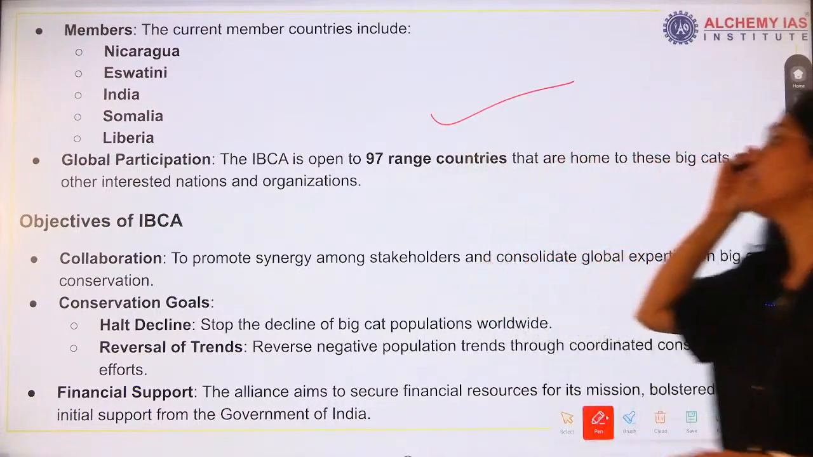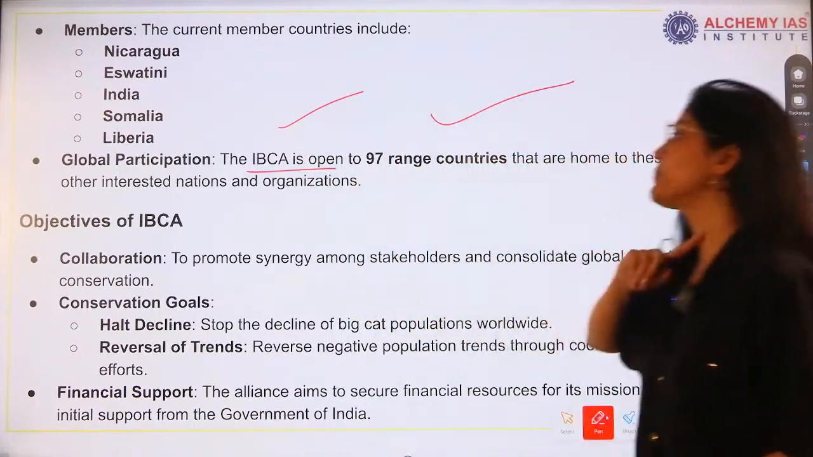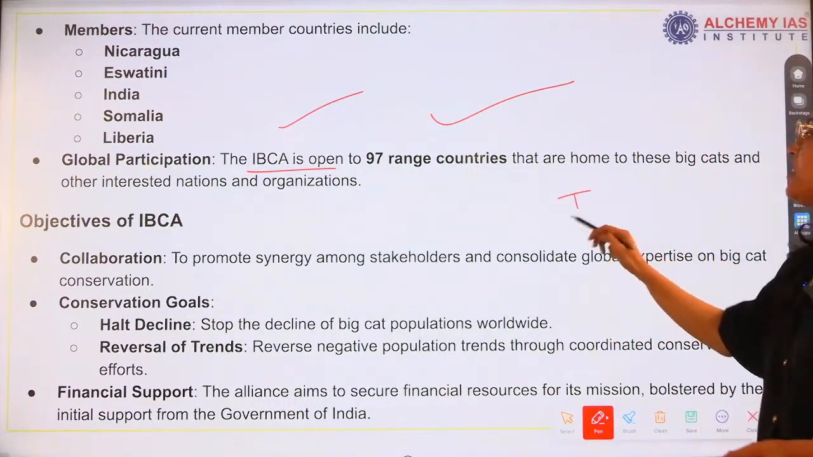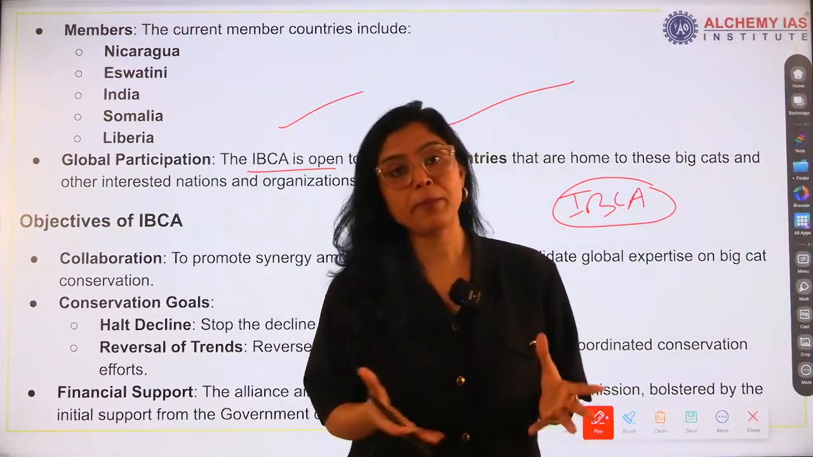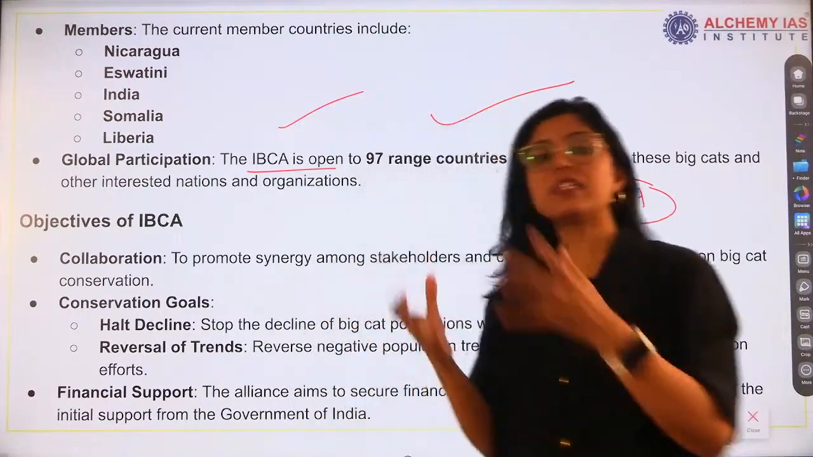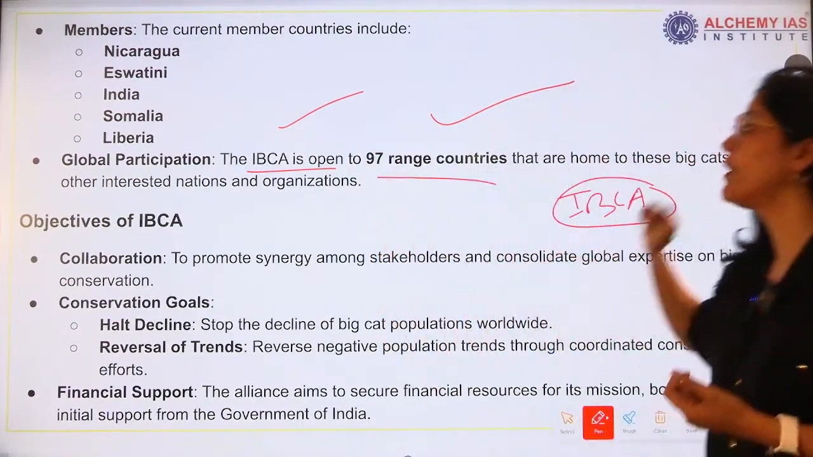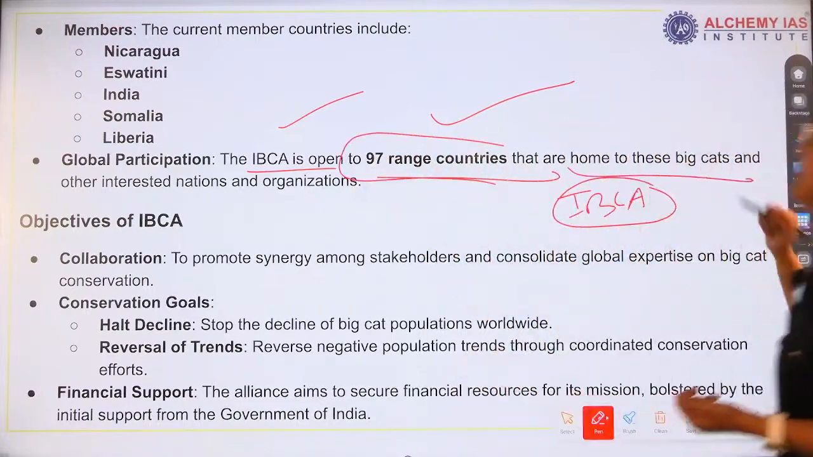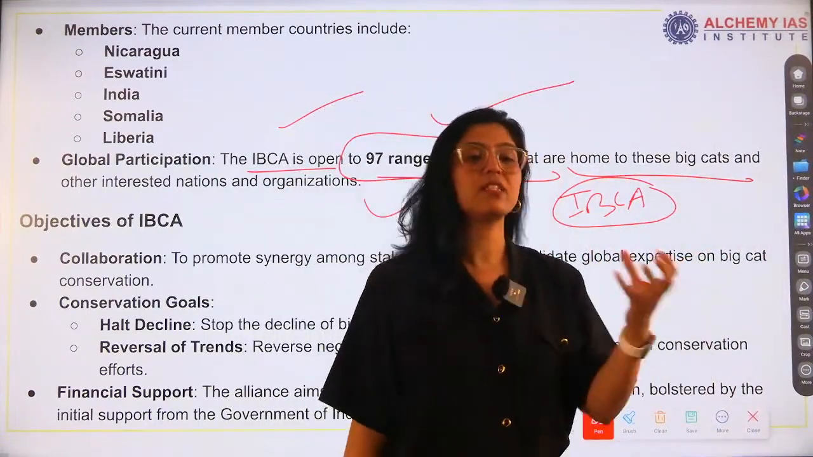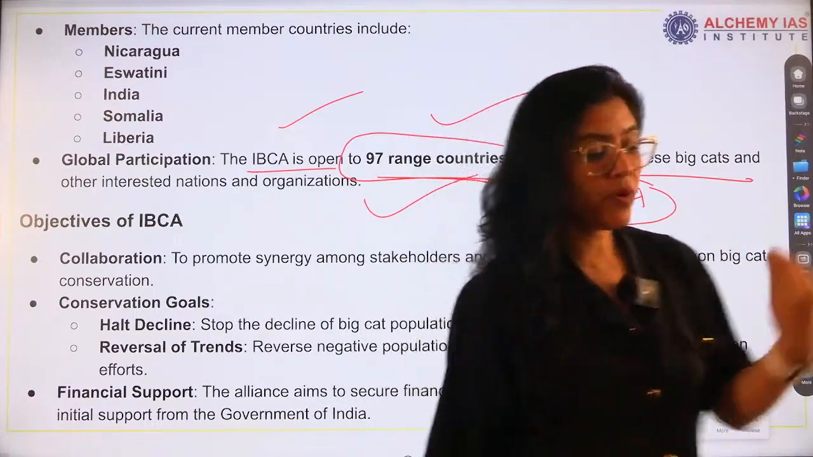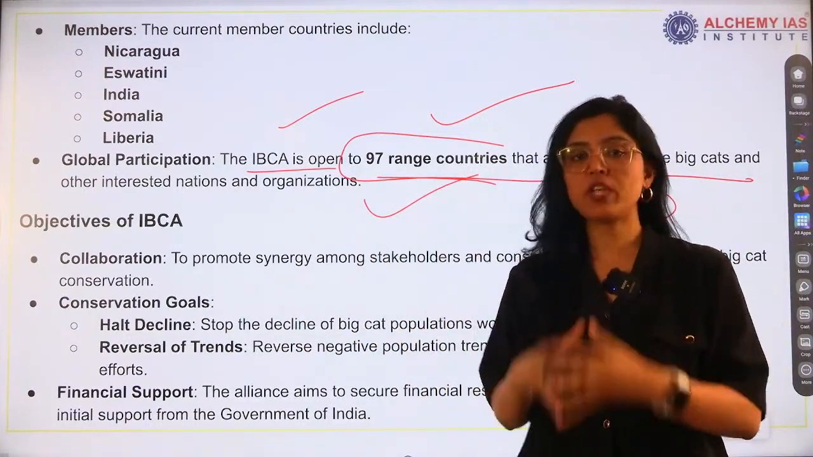Members: the current member countries include Nicaragua, Eswatini, India, Somalia, Liberia. Global participation, International Big Cat Alliance. So all the countries where big cats are found will be members of IBCA, plus countries where these are not found but which are ready to support and provide cooperation. IBCA is open to 97 range countries that are home to these big cats and other interested nations and organizations, not only the range countries but also other countries ready to provide support for the conservation of big cats, because we all have a common future, we all have a shared responsibility.